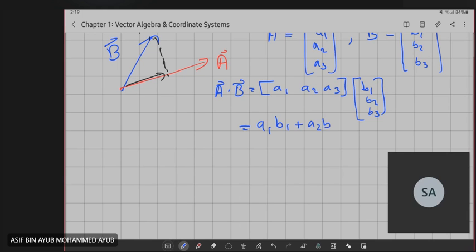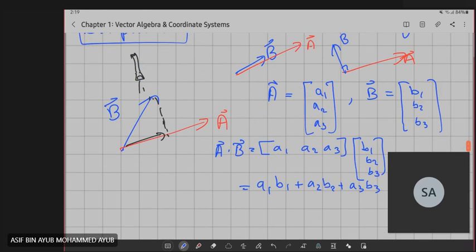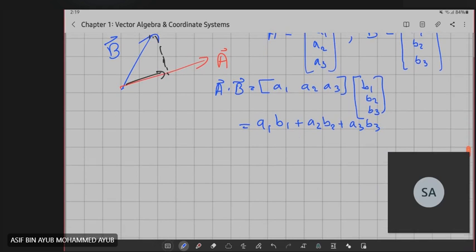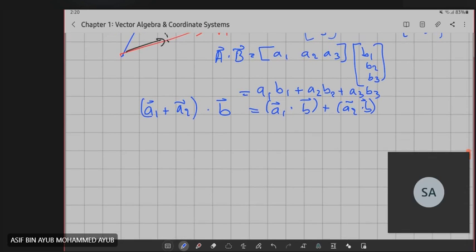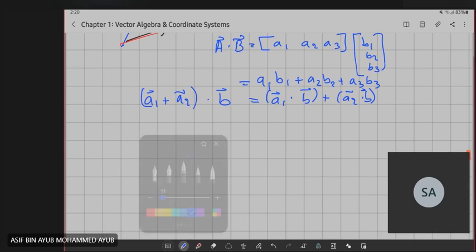And it's the usual summing the components, the product of the components: a1 b1 plus a2 b2 plus a3 b3. And the properties of the dot products are the same. If you have a vector a1 plus a2 and you dot it with b, you'll have a1 dotted with b added with a2 dotted with b. This is trivial by now. Now let us look at some applications of the dot product and the cross product.